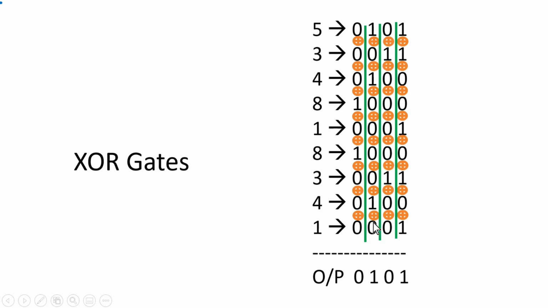Now in this third column, 1 is here which will be cancelled by this one. So the only one remaining is this one. So this one will come here after XOR operation. Now in the last column, this one will be cancelled by this one, and all the other bits are 0. So 0 will come here after XORing all the bits. And it is 5, which is the expected result.